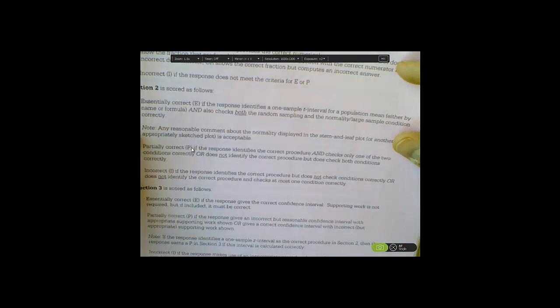For the mechanics, grading section 3 here, it's essentially correct if it gives the correct confidence interval, which I did. Supporting work is not required, but if included, it must be correct. Partially correct, you can kind of see what's going on there, but the key thing is I have the correct confidence interval, and if you look at the answer key, there's their confidence interval. You didn't need to show plus or minus the margin of error, but there's my confidence interval. So for my mechanics, that's going to be essentially correct.